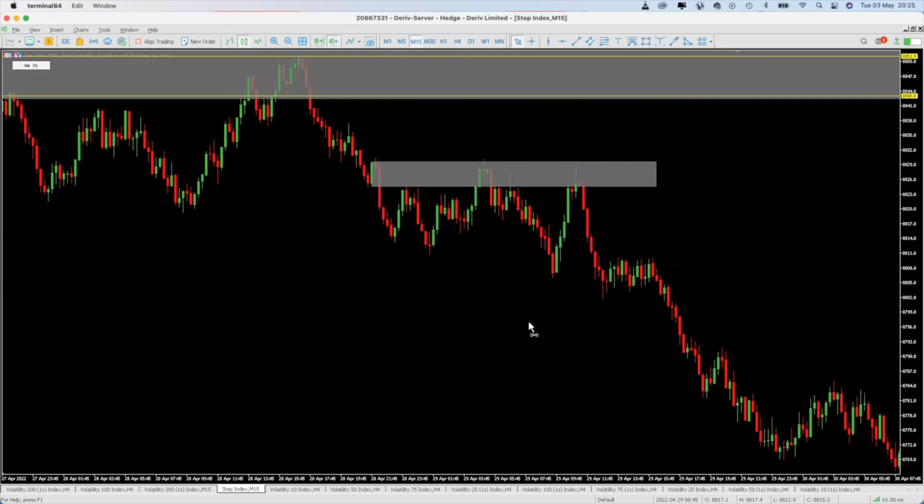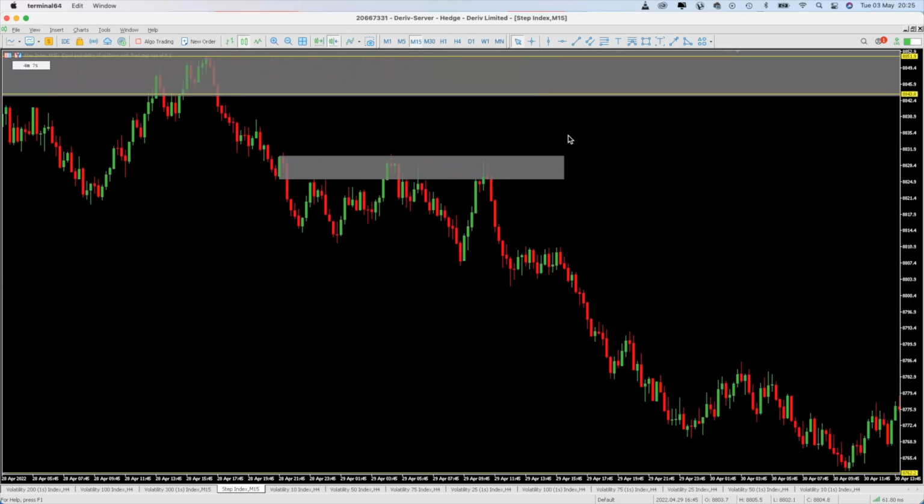And as the market goes down, you look for order blocks. This would have been an order block as well, but did the market come back to it? We'll find out.